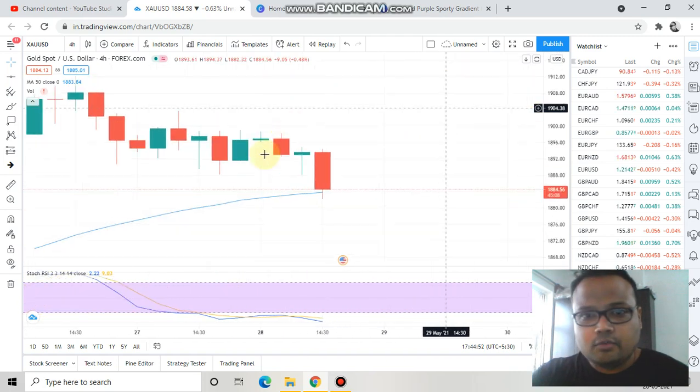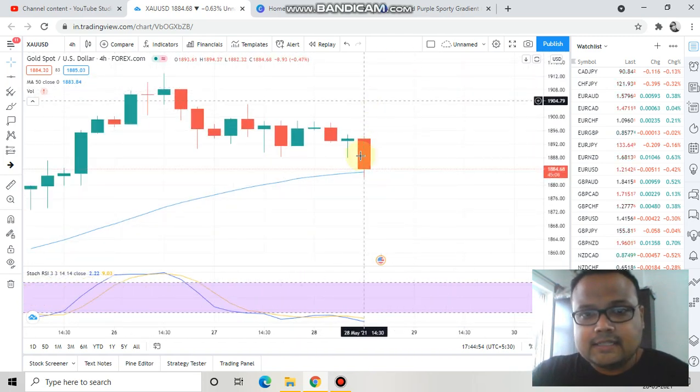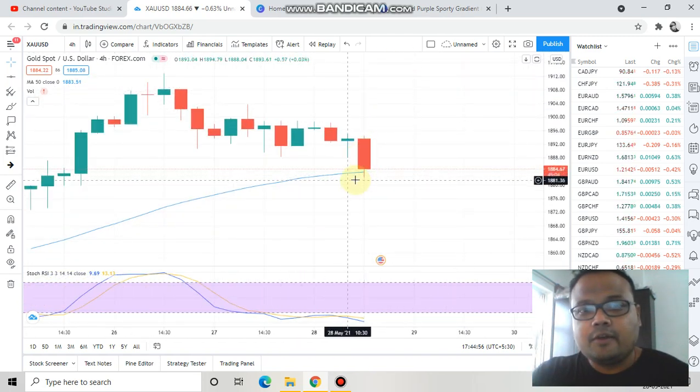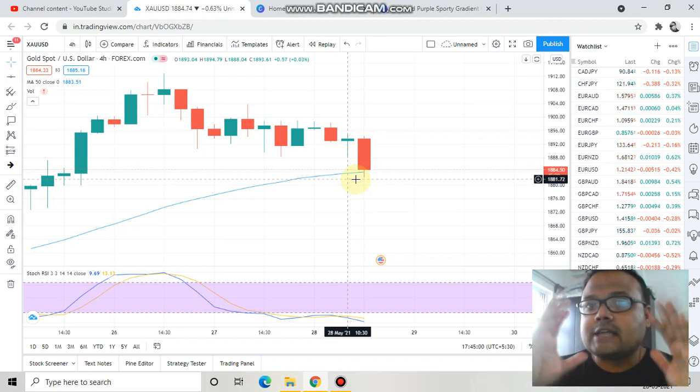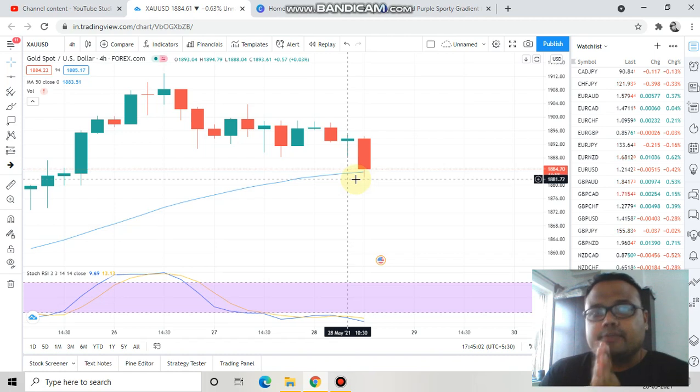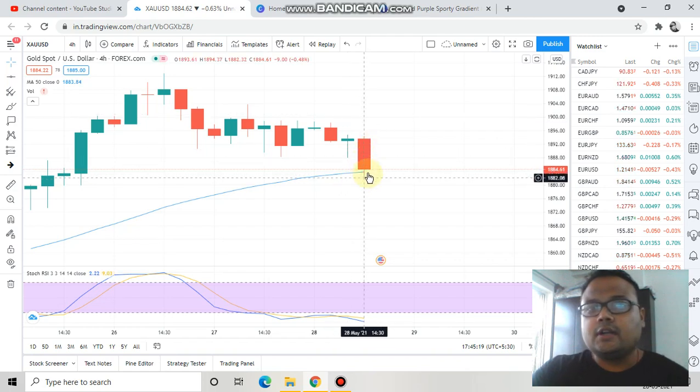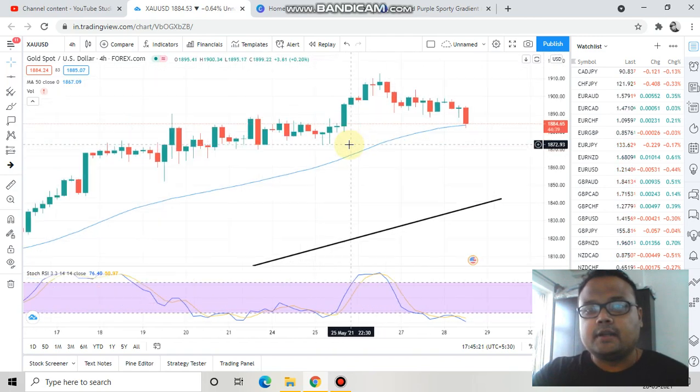And if I zoom in, I can see that price is being rejected from below. Try to understand the market psychology here, which means that buyers are present in the market, who are still trying their best to make the 50 moving average a support, who are still trying their best to push the price upward. Therefore there is a struggle going on between the bulls and the bears.